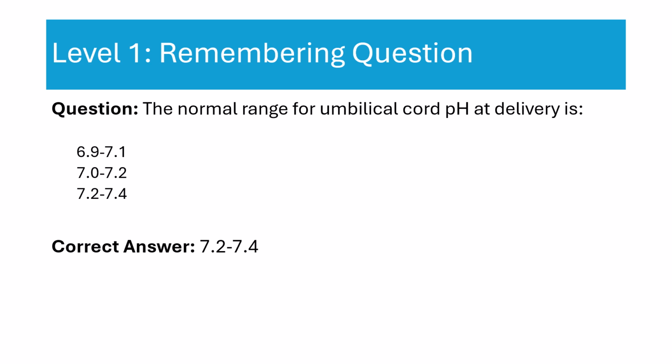The key identifier here is that it's testing pure recall of a memorized fact. You can't reason your way to this answer. You need to have memorized that normal cord pH ranges from 7.2 to 7.4. For these questions, your strategy is simple. If you know it, answer quickly and move on. If you don't know it, make your best guess based on what you do know about normal pH values in the body. Then move on. Don't waste time trying to figure it out. These are the questions where flashcard preparation pays off.